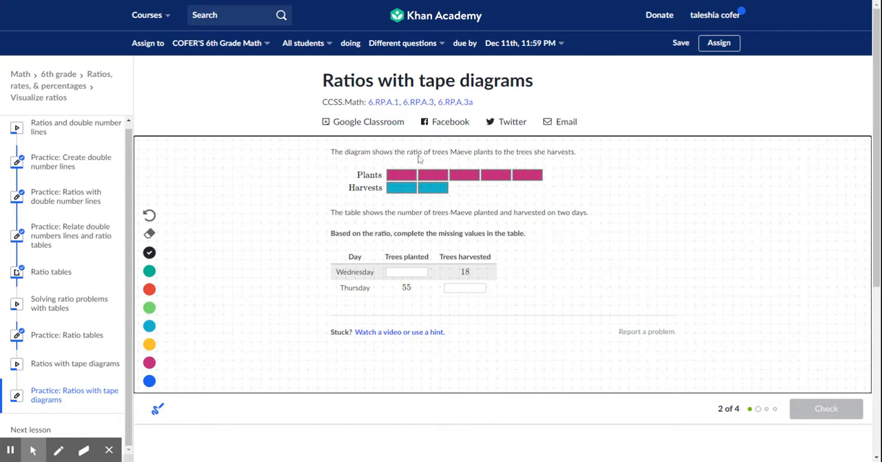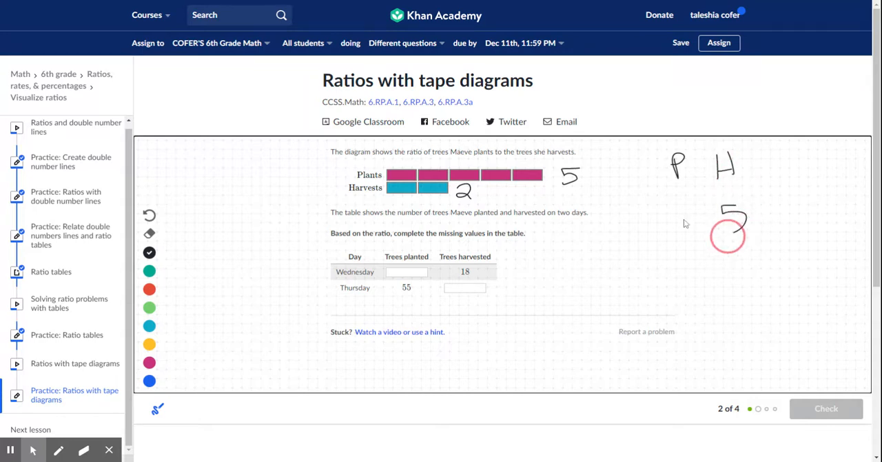The diagram shows the ratio of trees. I guess you say the name Mave. I like that name. Plants to the trees she harvests. So 1, 2, 3, 4, 5 trees that are planted, 2 trees that are harvested. So they want to know, what about trees planted and trees harvested if she does the same thing over these next couple of days? So plants, harvest.